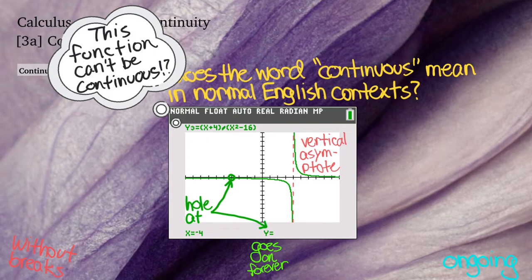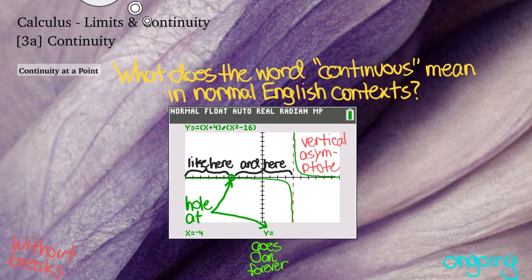But there are windows or intervals in which this function is continuous, and I could pick a bunch of specific points in which there is continuity, like x equals 0. And that, my dear mathletes, is the most important use of the word continuous in calculus. Continuous, or continuity at a point.